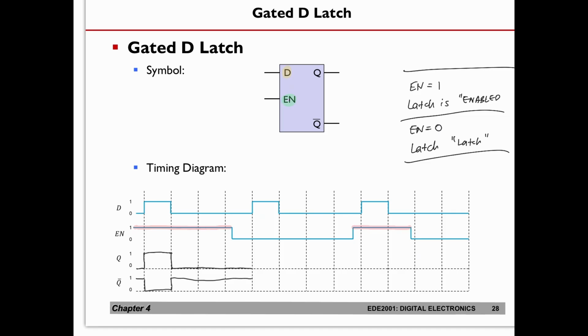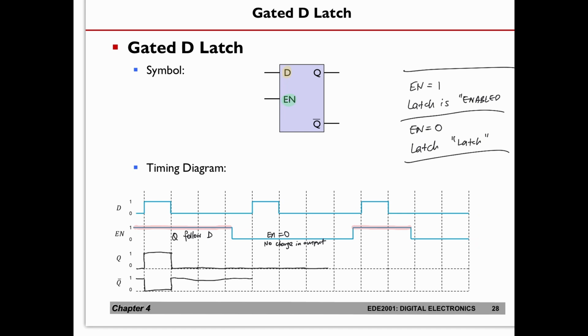Now at the next instant, when D equals 1, you realize that because enable equals 0, there will be no change. Okay, there will be no change here. So when enable equals 1, this is when the Q will actually follow what D is. And when enable equals 0, there is no change in the output, even when D goes to 1. When D goes to 1, no changes to the output, because your latch is not enabled. So this is going to continue to be at 0.